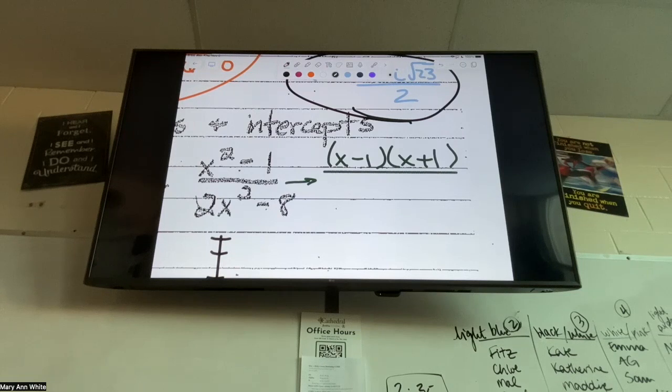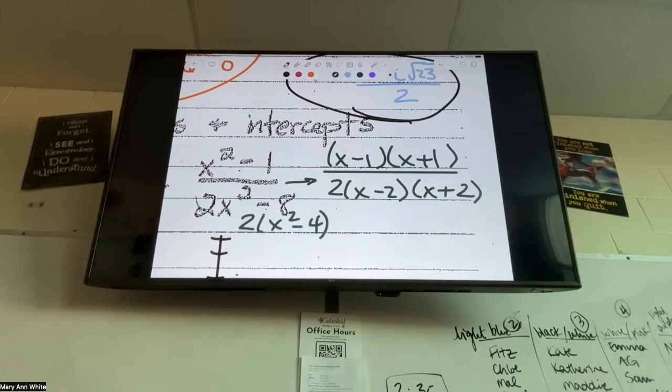And then the bottom, I can first think about taking a 2 out of everything. So if I factor 2 out, I get 2 times x squared minus 4. And then can we factor x squared minus 4? Yeah. 2 times x minus 2 times x plus 2.